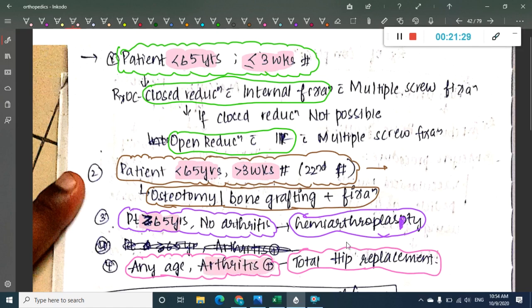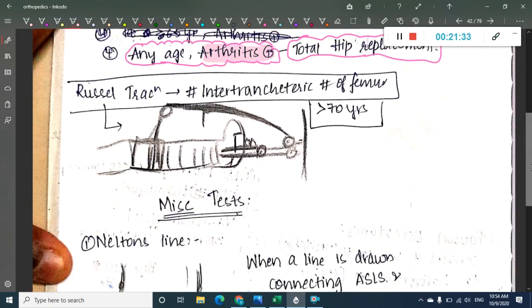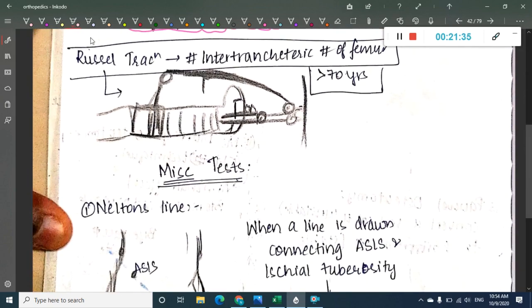Based on that, we have the following treatment options available. Then for intertrochanteric fracture, there is a traction which is called Russell's traction. This Russell's traction is mainly done for intertrochanteric fracture of the femur. It is indicated in people who are more than 70 years of age.